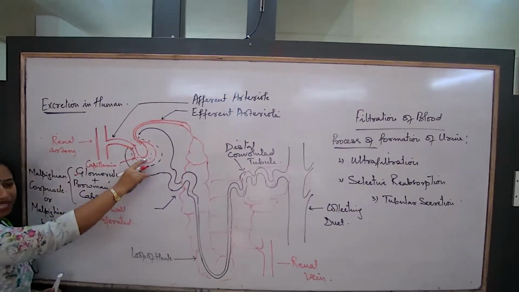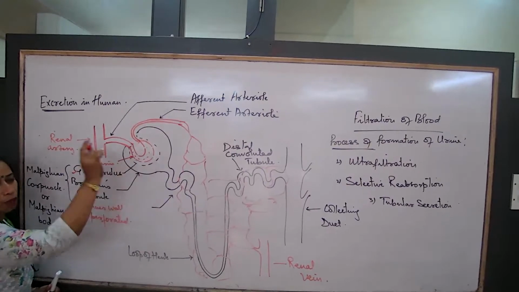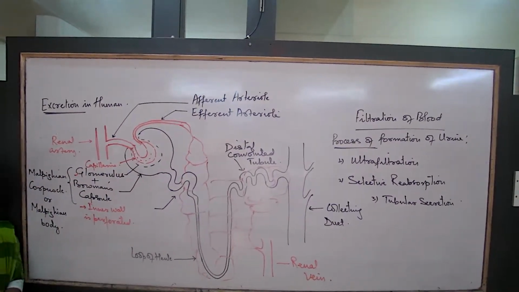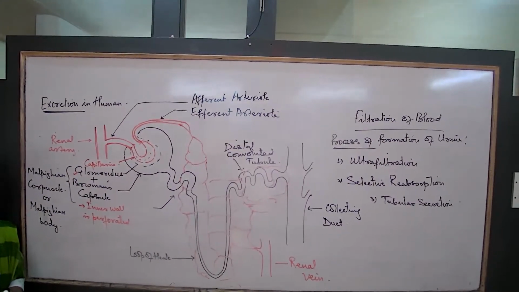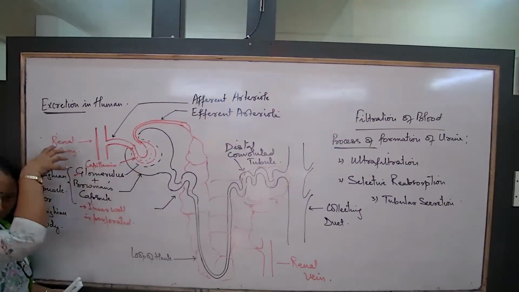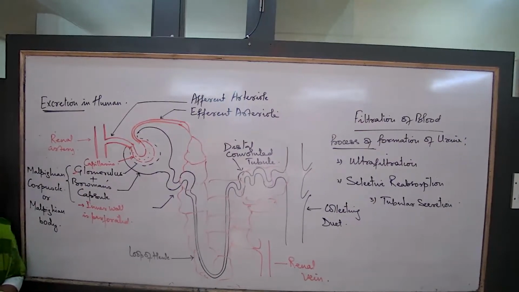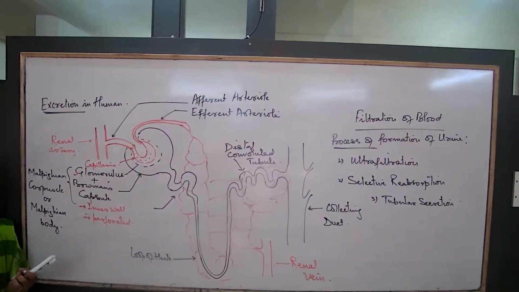The blood is flowing at a high pressure. The capillary wall has got pores. So what should happen? What is expected? The capillary wall has got pores and the blood is rushing at a high pressure. What is expected? The liquid part of the blood will come out.